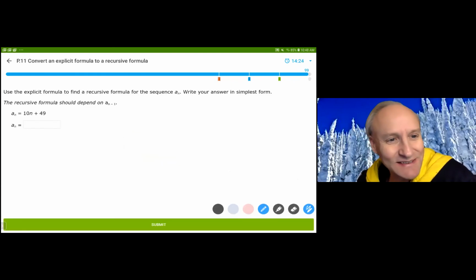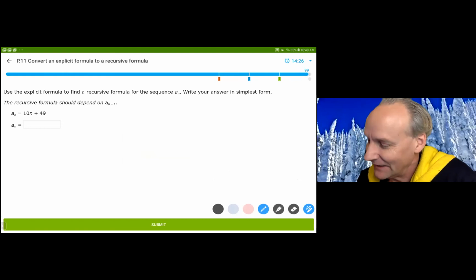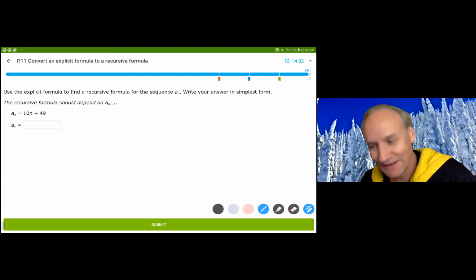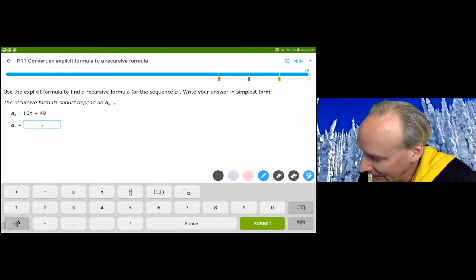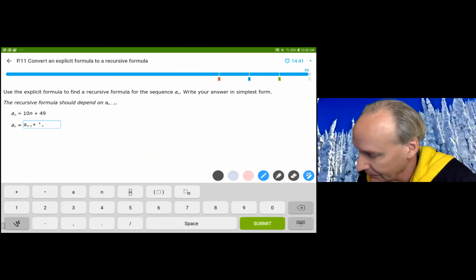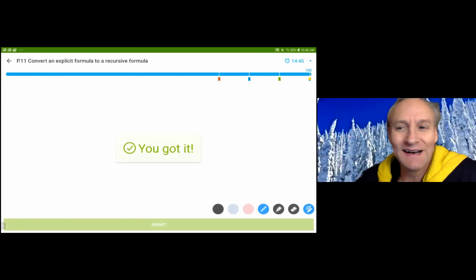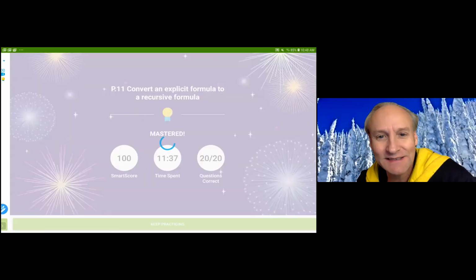One last one. This is our last one. I hope you guys will do it. Remember, it is your slope that's changing, and that's what's changing from one to the next. So I'm going to say it right this time, n minus 1, and we're just going to add 10, aren't we, every time. Hope you guys will try it yourself.